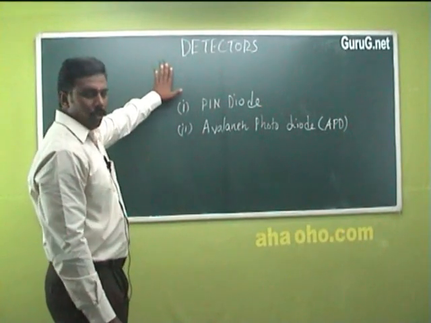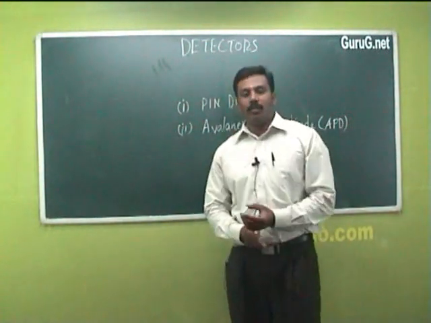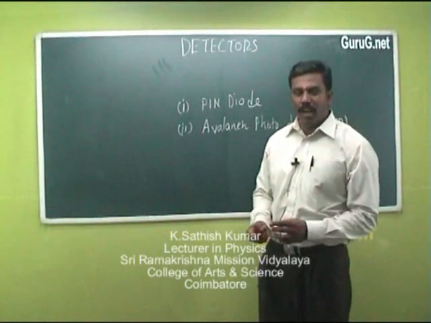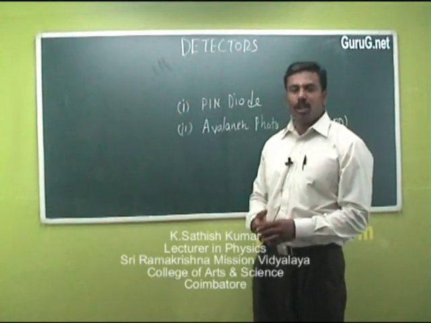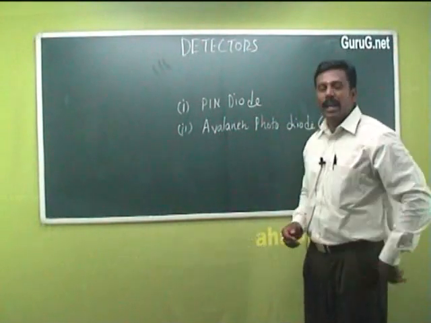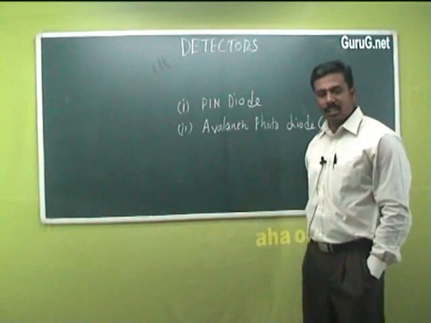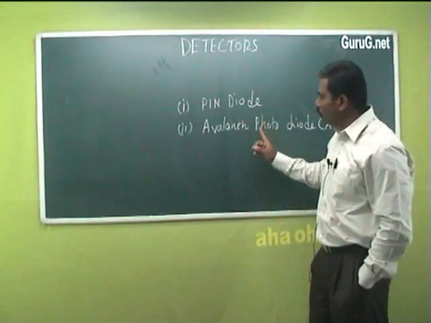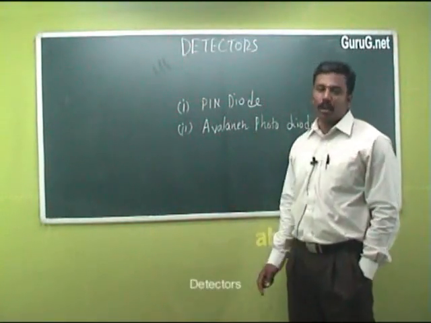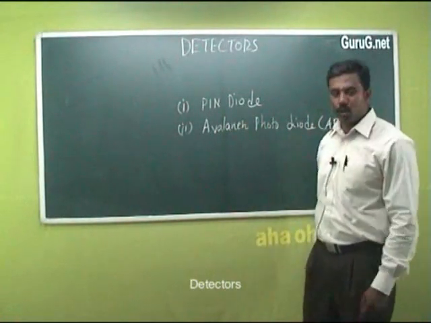Detectors. These detectors are used to process the optical pulses received from the optical fiber, that is, to convert the optical pulses to electrical pulses or electrical signals. There are two types of detectors most commonly used in optical fiber communication: the PIN diode and the avalanche photodiode.